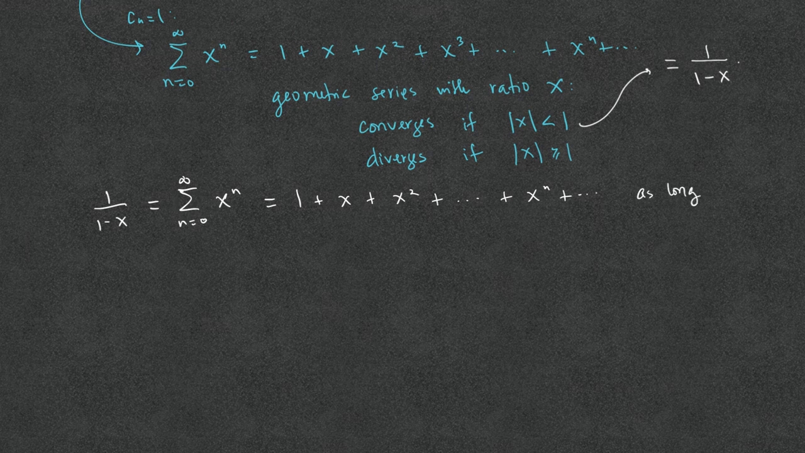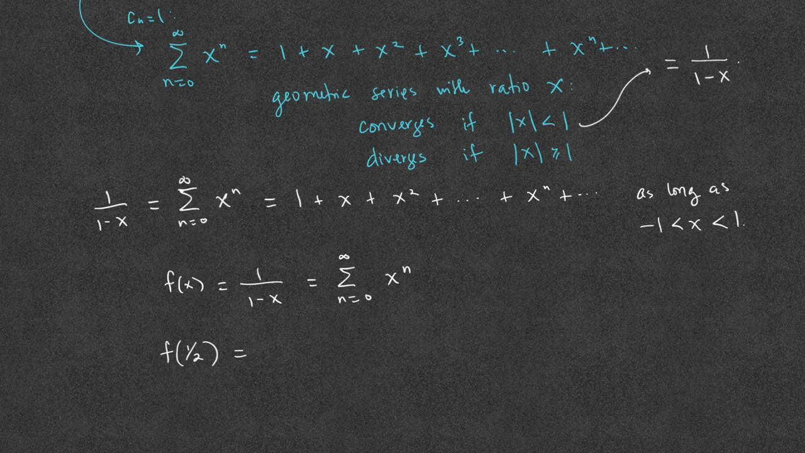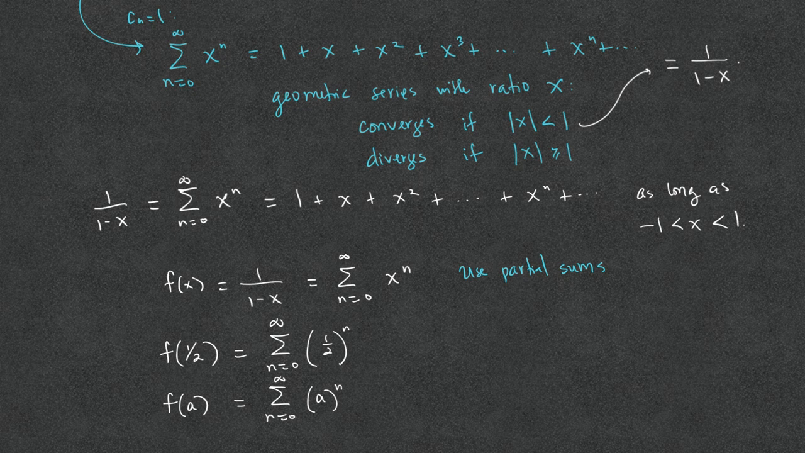As long as the absolute value of x is less than 1, or negative 1 is strictly less than x, which is strictly less than 1. And so the function f of x equals 1 over 1 minus x can be represented as an infinite series. And if we want to evaluate f of 1 over 2, we can simply use the series with x equals 1 over 2. In general, if we want to evaluate f of a, we plug a into the series.